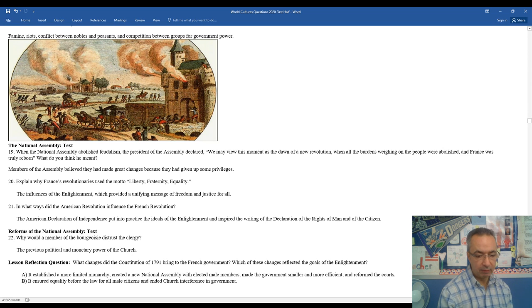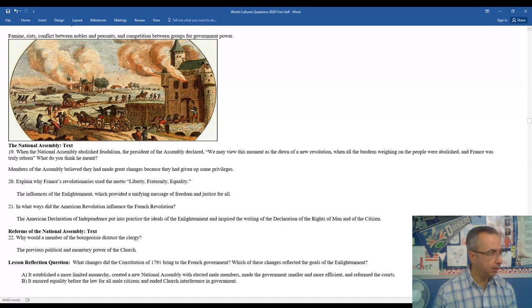And then finally, the lesson reflection. What changes did the Constitution of 1791 bring to French government? Which of these changes are reflected in the goals of the Enlightenment? This established a more limited monarchy, created the new National Assembly or legislative body with elected male members, made the government smaller and more efficient, and reformed the court system. In addition, it ensured equality before the law for all male citizens. Unfortunately, women were not yet included. It also ended church interference in the government.